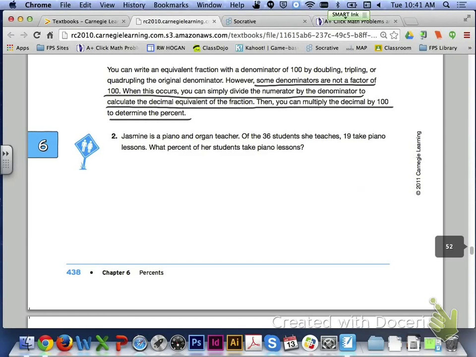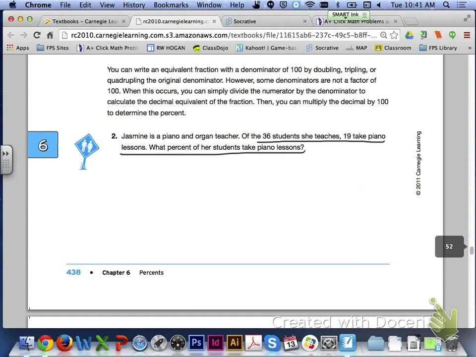Let's take a look at the bottom of page 438. It says you can write an equivalent fraction with a denominator of 100 by doubling, tripling, or even quadrupling the original denominator, scaling up by 2, 3, 4, etc. However, some denominators are not a factor of 100. So when this occurs, you can simply divide the numerator by the denominator to calculate the decimal equivalent of the fraction. Then you can multiply the decimal by 100 to determine the percent. So let's take a look at number 2 as an example of what we just talked about in the previous paragraph.